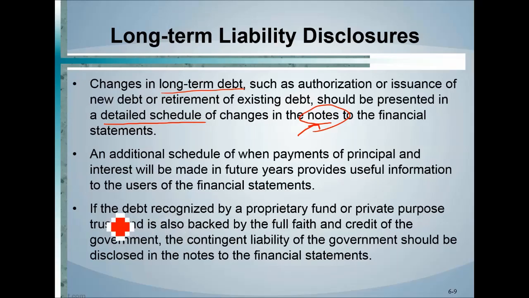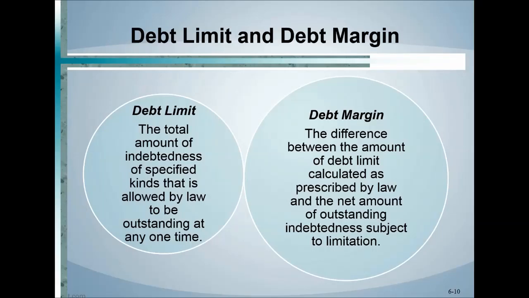Okay, so if the debt is recognized, so this is an important part, right? By a proprietary or private purpose trust fund, it is also backed by the full faith and credit of the government. So even though it's in specific funds, really the debt, when it's in an entity, in the end is backed by the government and by their tax base. So the tax base really shows the limits there, and the debt limit basically, right?